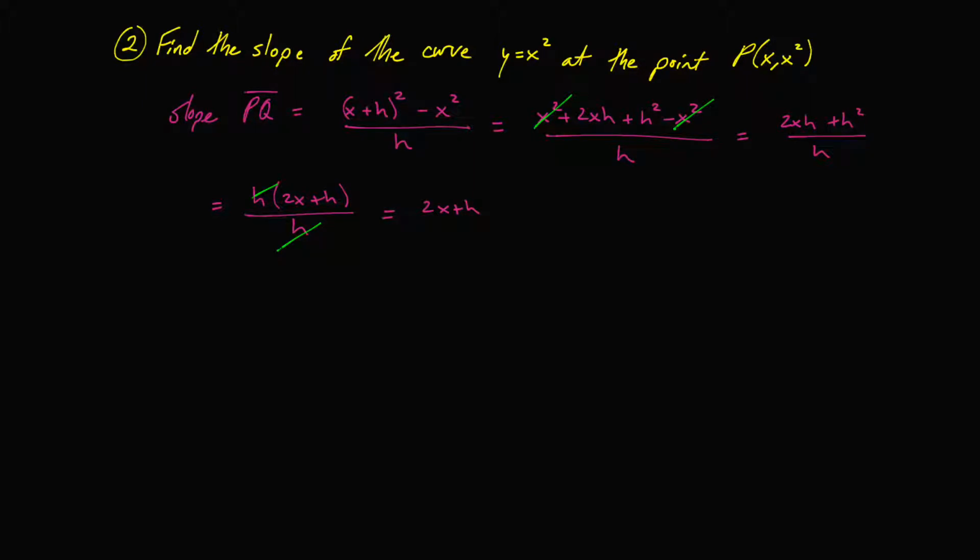Now, to find the slope, we're going to need to take the limit of this whole bit, because remember the limit here is going to be as Q approaches P, which is equal to the limit of h approaching 0, because that's the difference between them. So with h approaching 0, let's apply that to this slope here. So we have the limit as h approaches 0 for 2x plus h. And what do you end up getting? Well, just simply 2x.